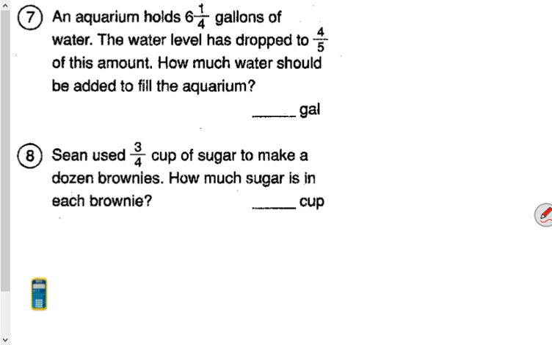All right, number 7. Now this one's a bit tricky, and it's going to be easier if we draw a model. It says an aquarium holds 6 1/4 gallons of water. The water level has dropped to 4/5 of this amount. How much water should be added to fill the aquarium? There's actually quite a few ways you could look at this problem. I would maybe look at it this way.